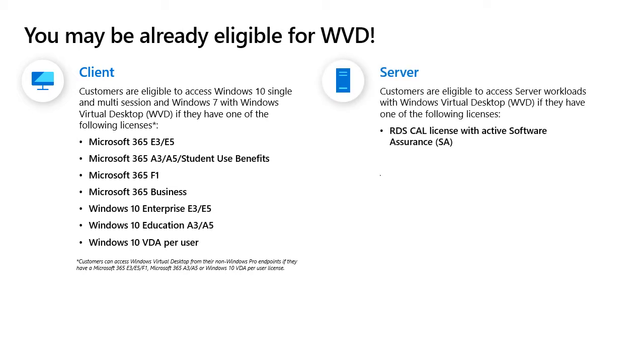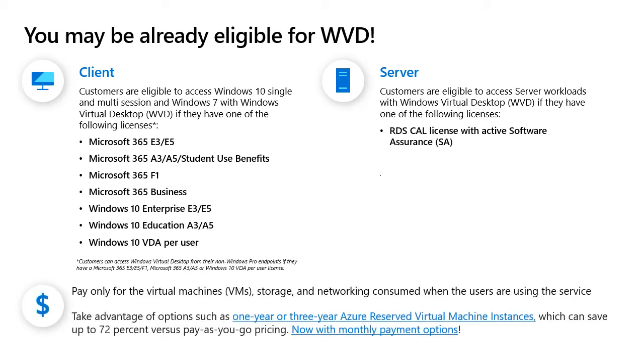For the server side, customers are eligible to access server workloads with Windows Virtual Desktop if you have one of the following licenses: RDS CAL license with Active Software Assurance. And on the server side itself, you only pay for the virtual machine, storage, and networking consumed when the users are using the service. Now, this is important. Later on, you will see that the way the service runs is no different from how it runs in an on-premises environment, except that it's currently running on Azure. So essentially, it's VM, storage, and networking.